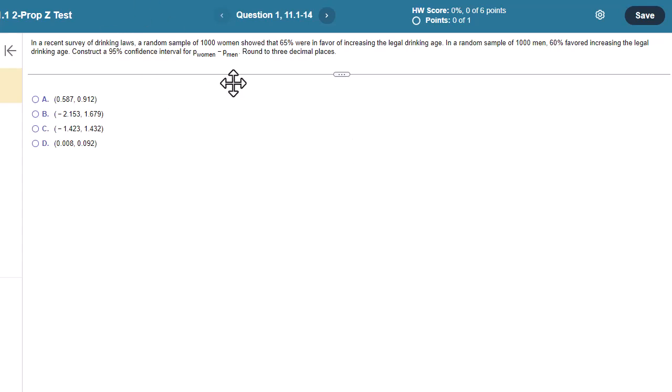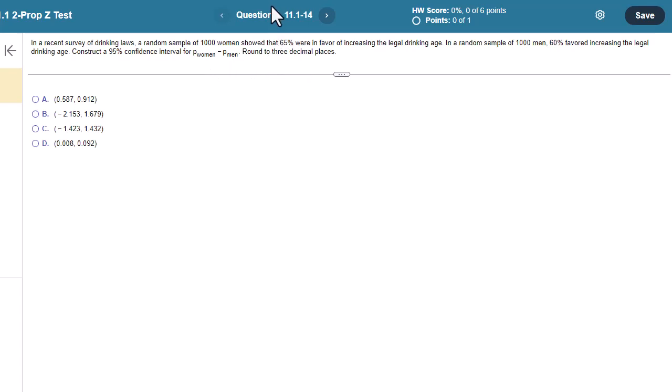In a recent survey of drinking laws, a random sample of 1,000 women showed that 65% were in favor of increasing the legal drinking age. In a random sample of 1,000 men, 60% favored increasing the legal drinking age. Construct a 95% confidence interval. This part here is important: the women minus the men. Round to 3 decimal places.